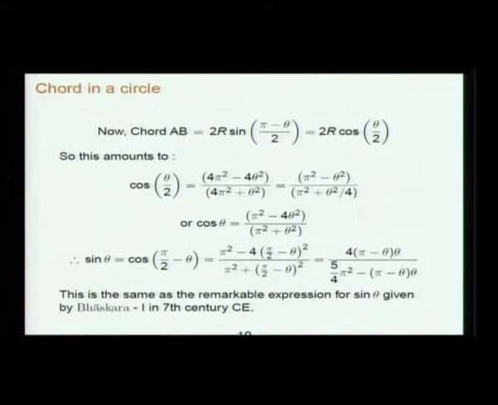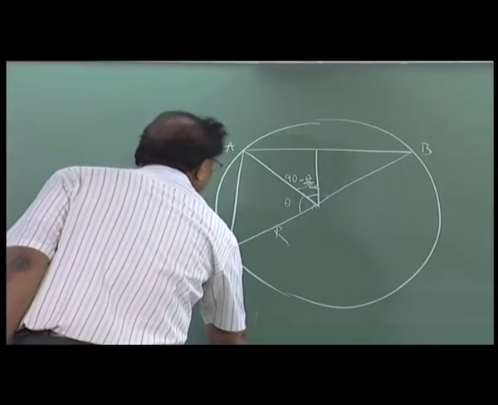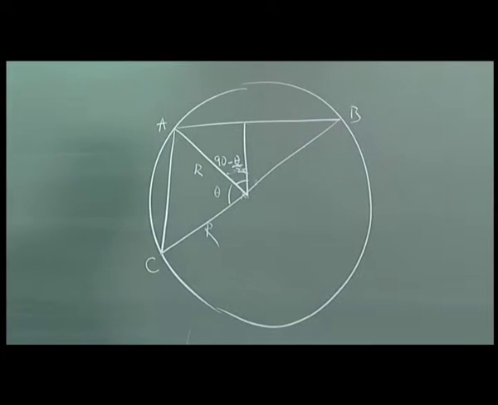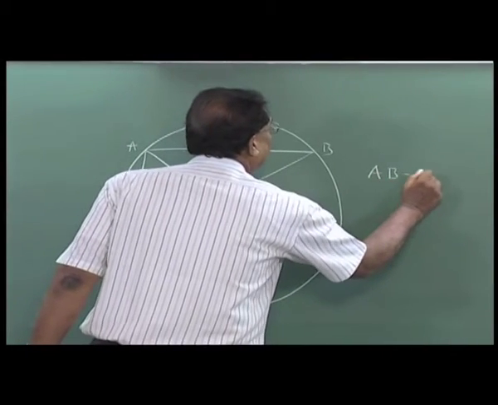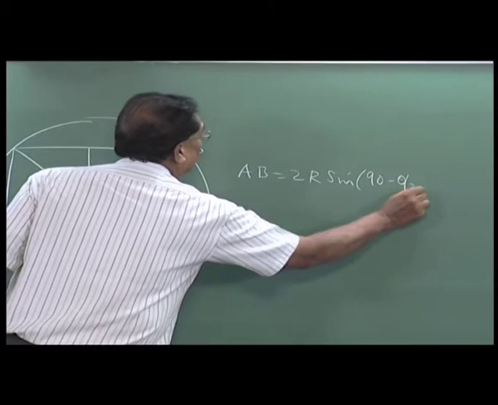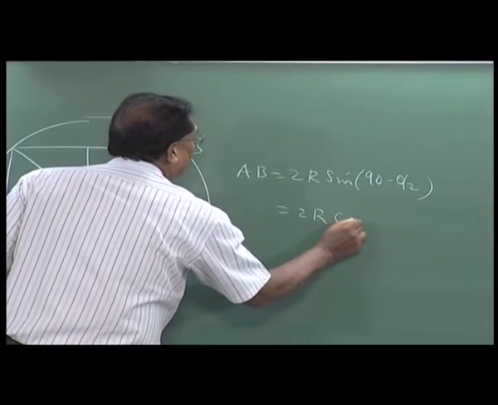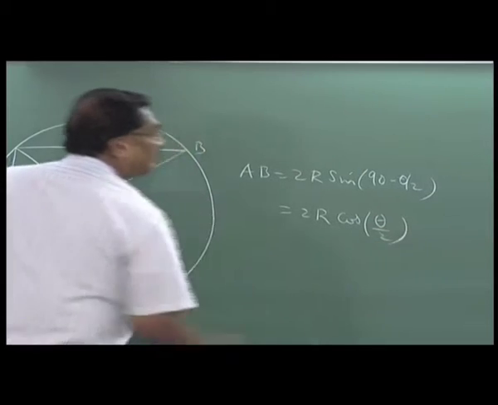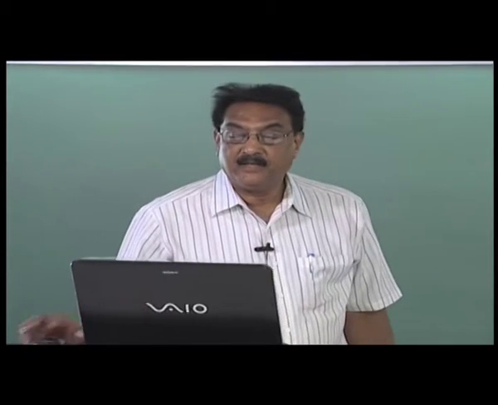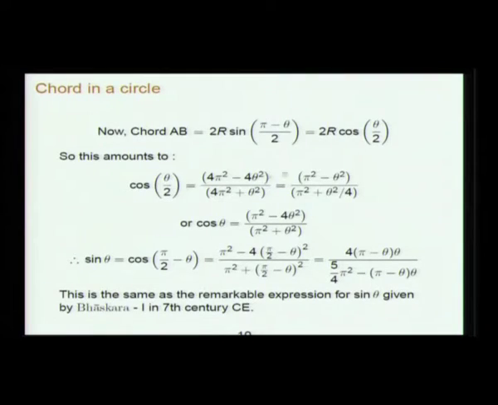Okay. Then now chord AB is clearly, so this is r, is clearly 2r sine of (90 minus theta by 2), right. So, AB is equal to 2r sine of (90 minus theta by 2), which is equal to 2r cos theta by 2. I am working with Bhaskara 2's result to arrive at something. So, what it amounts to is that cos theta by 2.